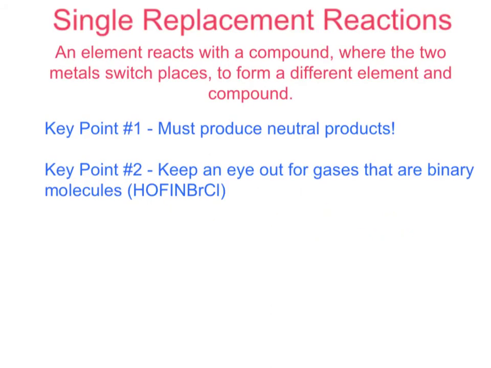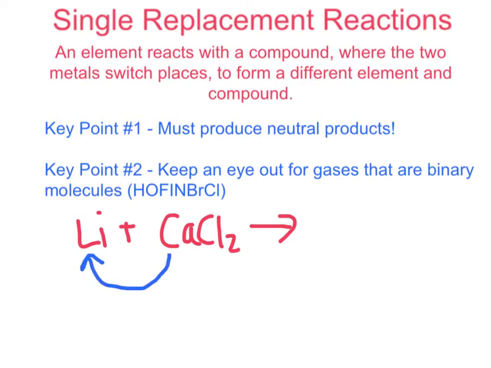So the second type of reaction that we're going to go over is the single replacement reactions. Remember that that's when an element reacts with a compound and the 2 metals switch places to form a different element and compound. So let's just do an example here. Let's say lithium reacts with calcium chloride. What are the products that would form? Again, the first thing I want to do is classify it. It's a single replacement. Here's my element reacting with my compound. And I know that these metals are going to just switch places. So I'm going to write that down. The calcium switches places with the lithium and bonds to the chlorine.